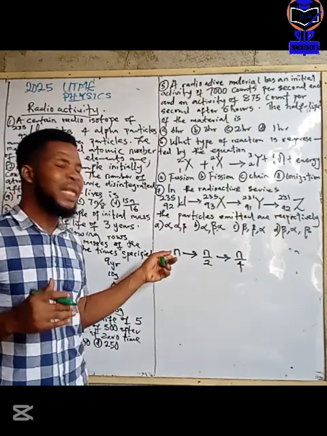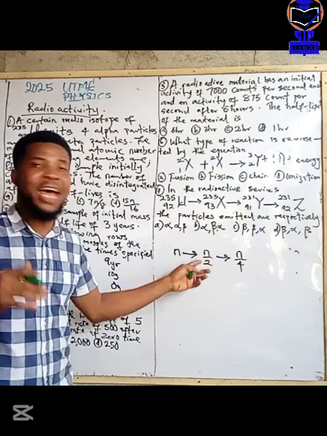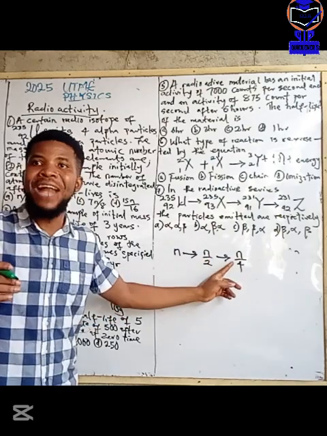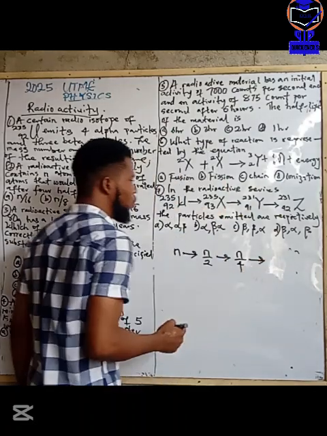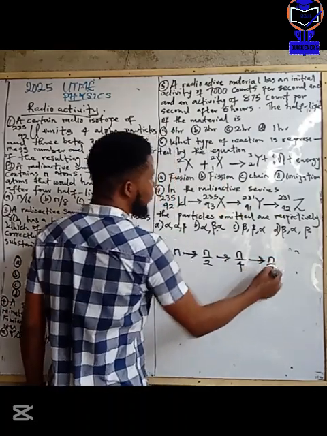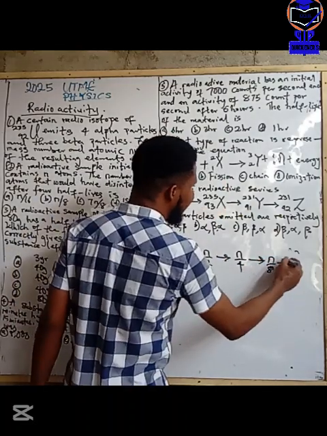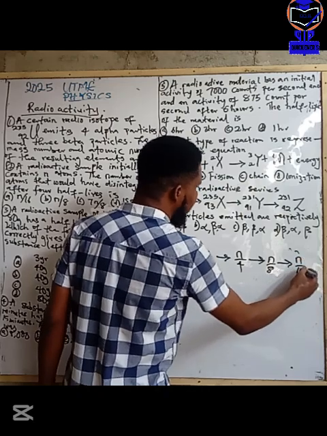Now N, for the next half-life, N over 2. For the next half-life, that's N over 2 over 2, which is N over 4. For the next half-life, that is N over 8. For the next half-life, which is the last half-life now, N over 16.